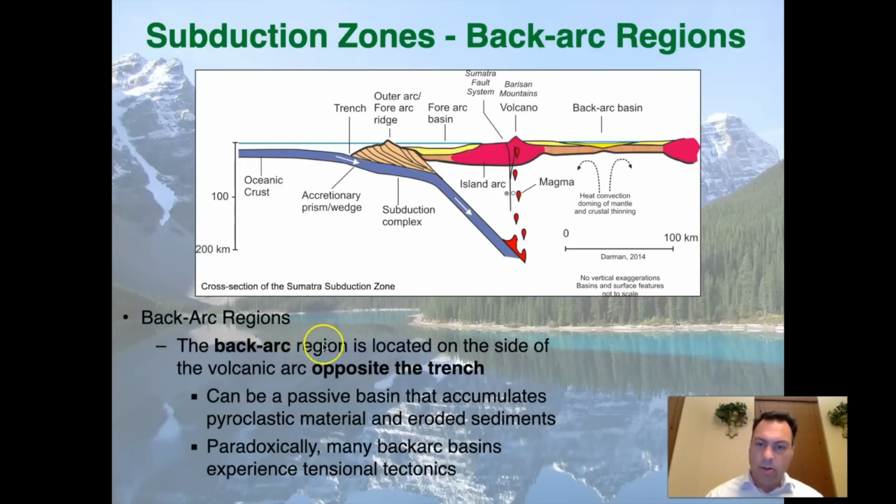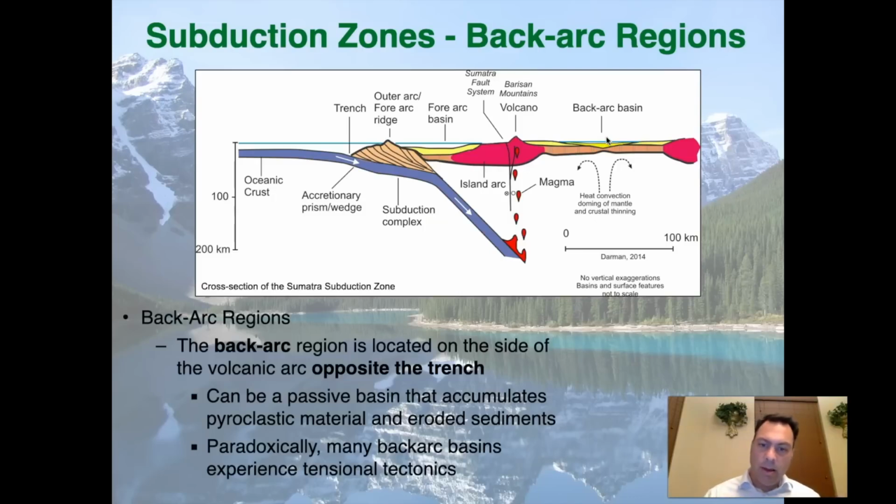So the back arc region is located on the side of the volcanic arc opposite the trench. So here we see the volcanic arc. Here's the trench. So the opposite side is right over here, the back arc basin. Can be a passive basin that accumulates pyroclastic material and eroded sediments. In other words, it could just be a place behind the volcanoes where a large amount of that volcanic sediment, the stuff that's washing off the volcanoes, is washing down into a basin.